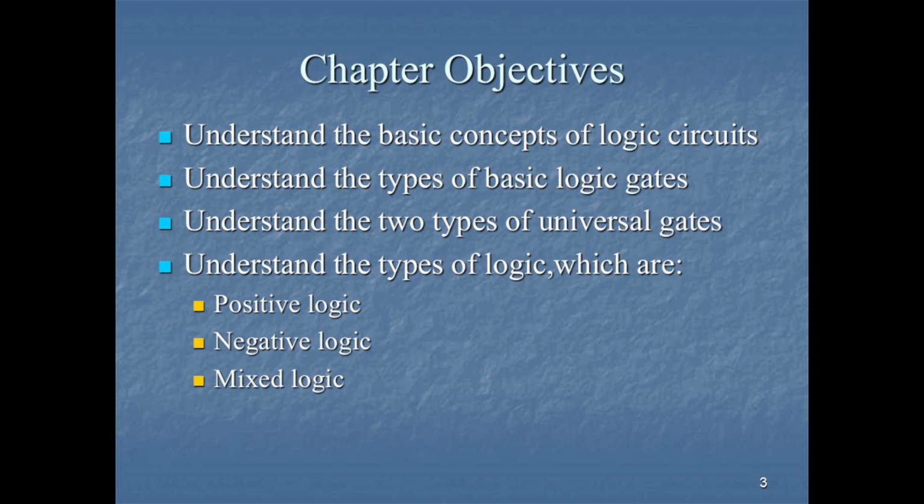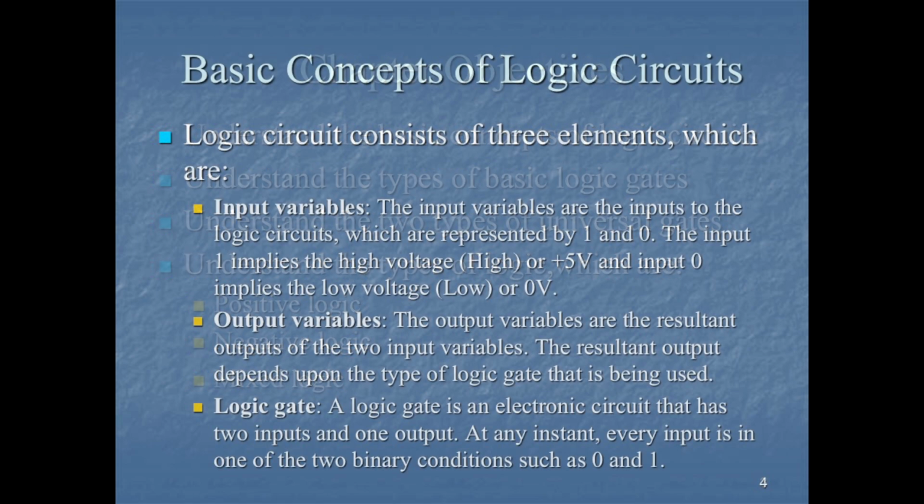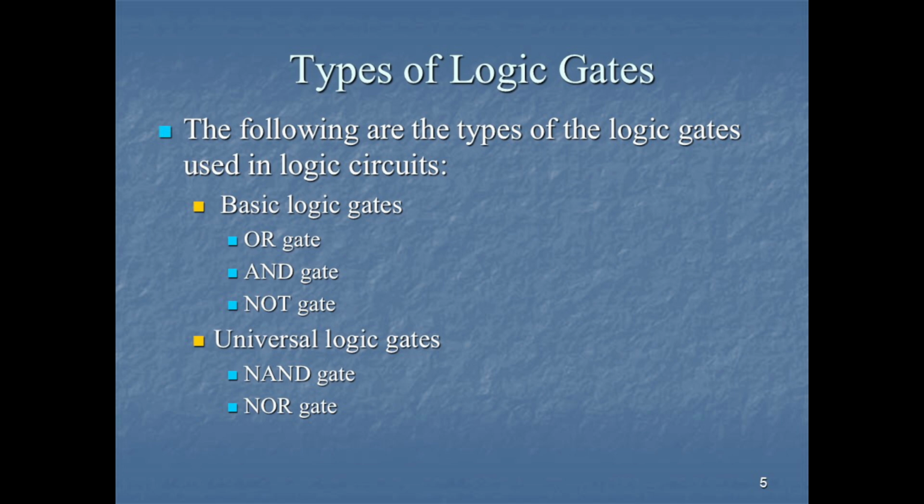A logic gate is an electronic circuit that consists of two inputs and one output. At any instant, every input is in one of the two binary conditions, such as 0 and 1. And based on the logic gate, we get the resultant output, whether the gate is a NOT gate, AND gate, or OR gate. Now we can classify the logic gates into two categories: basic logic gates and universal logic gates. OR gate, AND gate, and NOT gate are called the basic logic gates, whereas NAND gate and NOR gate are classified as universal logic gates.